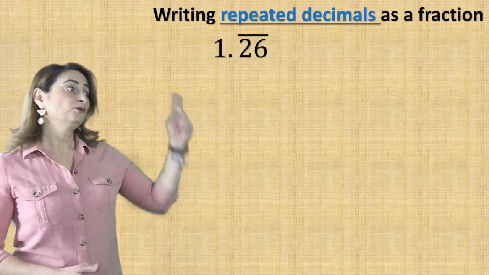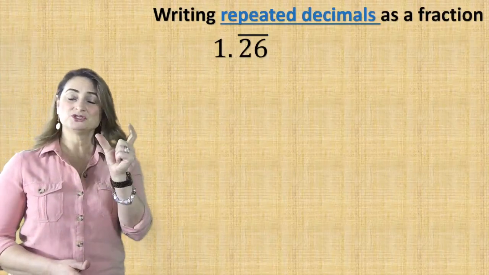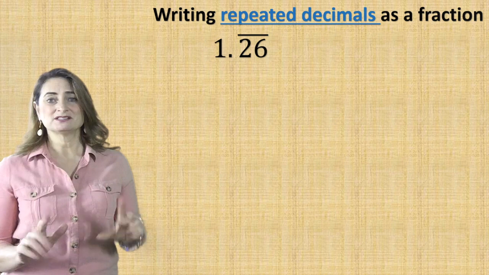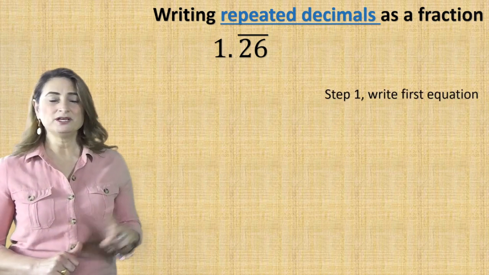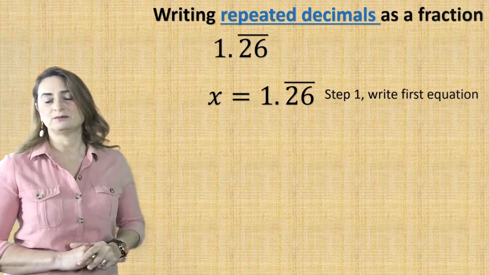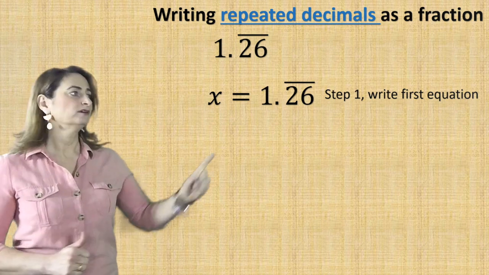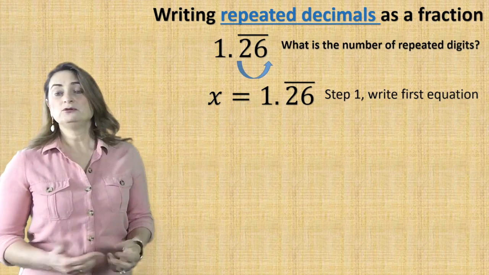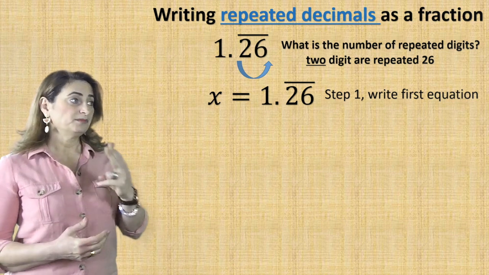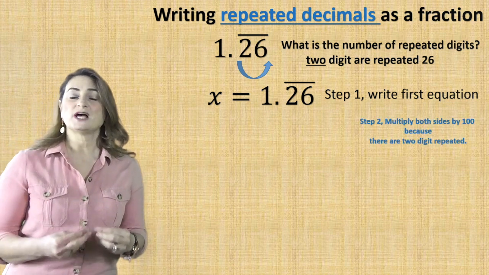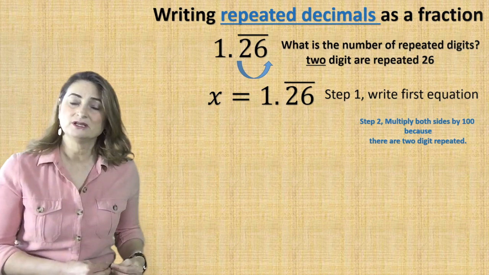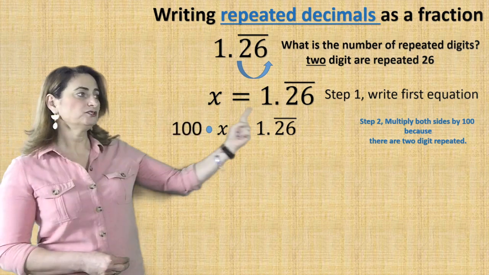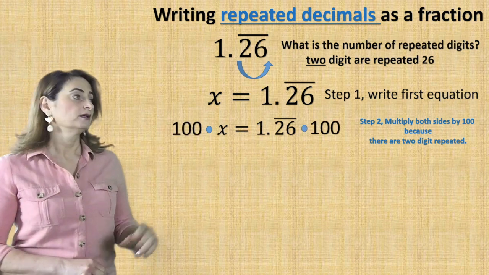Here's another example. 1.26 repeated, but this time the two numbers, 26, are repeated. How do you write that as a fraction? Same steps. Step number 1 is to write your first equation, making x equal that repeated number. Now ask yourself, what is the number of repeated digits? 2 digits are repeated, which is the 26. So step number 2 is to multiply both sides of the equation by 100 because you're moving the decimal twice this time. So multiply this side by 100, multiply this side by 100.